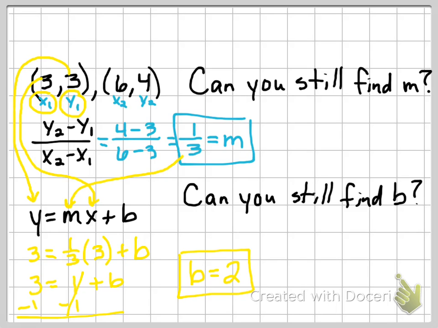a 2 on the other. So to recap, what we did is we had to find the m first. Then we plugged the m into the equation, we took one of the x's, plugged it into the equation, and the y that went with that x into the equation. That gave us an equation with only one variable, and then we can solve for that variable.